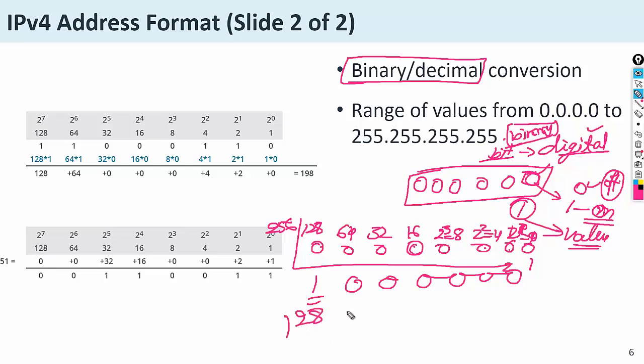Means all the 0. If this value is 1, it will be considered 16. If this one is on, then it will be considered 4. So you will add all the values. Whatever the numbers, 16, 4, 128, it will be considered 148. This is the conversion of binary to decimal.